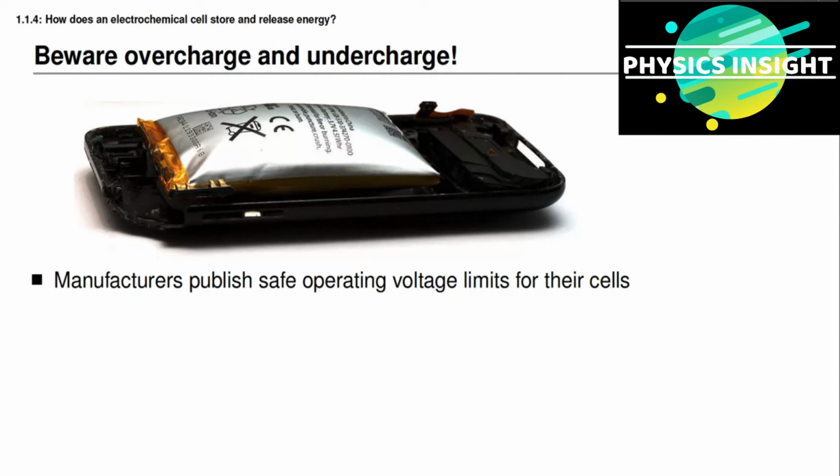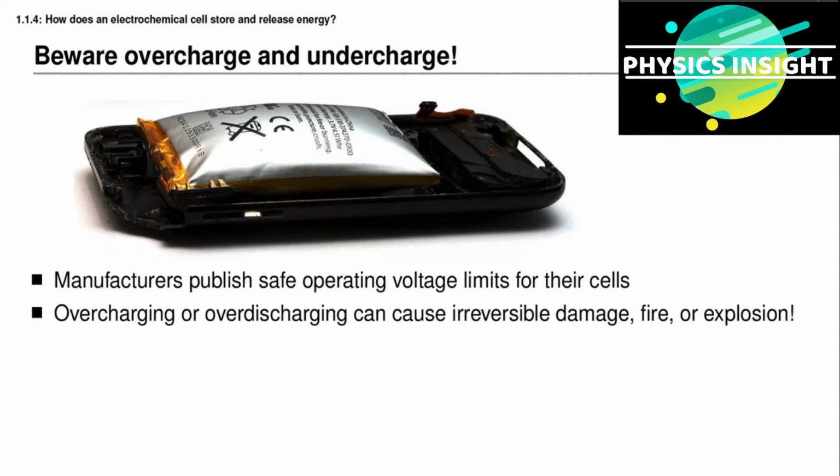Manufacturers publish safe operating voltage limits for their battery cells. If we overcharge a battery cell, we can be forcing energy into this cell that the cell is no longer able to accept in a safe way. And by doing that, we can cause irreversible damage to the cell and in some cases even fires or explosions. Also, the ability of a battery cell to sustain a high level of health when it is overcharged depends a lot on the chemistry of the battery cell.